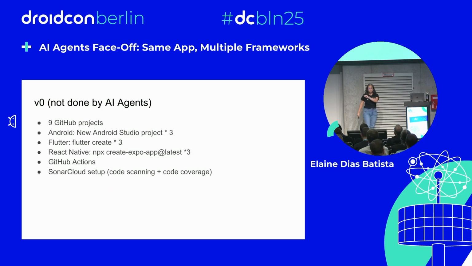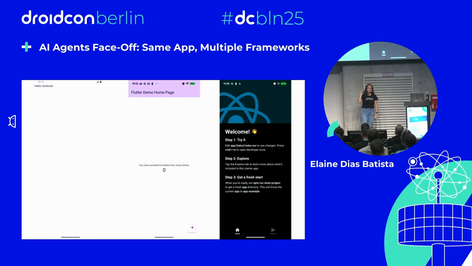And the very first one, the V0, I didn't rely on any agent because it was only configuration: setting up the project, initializing the Android Studio project, GitHub, creating the projects for Flutter and React Native, setting up GitHub Actions, and SonarCloud. I hooked up SonarCloud as well to do some code scanning and some code coverage. So this is the very first version.